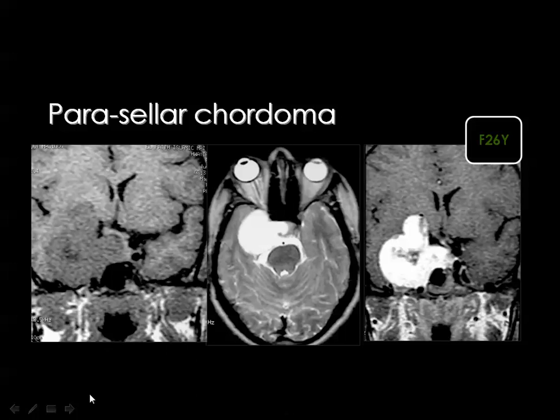Then this is a good example of parasellar chordoma. You see a solid mass in the parasellar area on the right side. In the T2 weighted image, you see very bright signal similar to fluid.